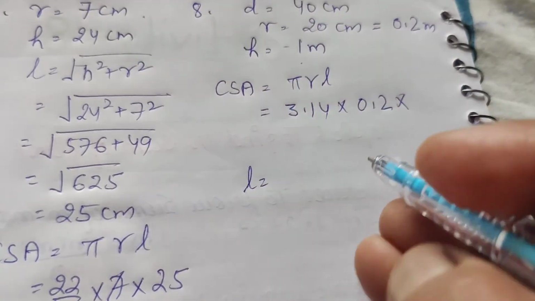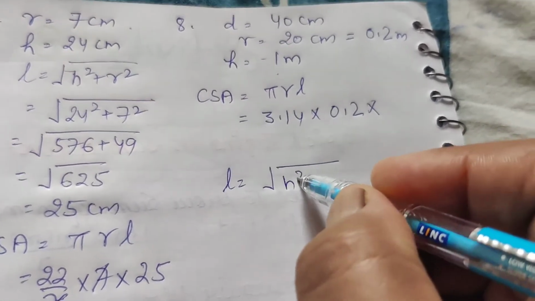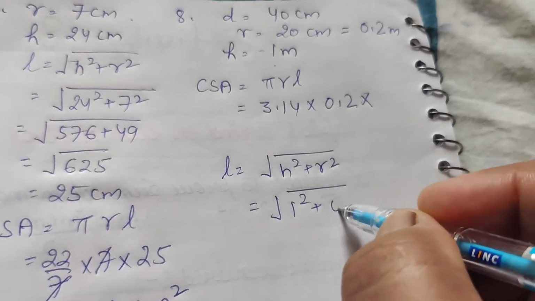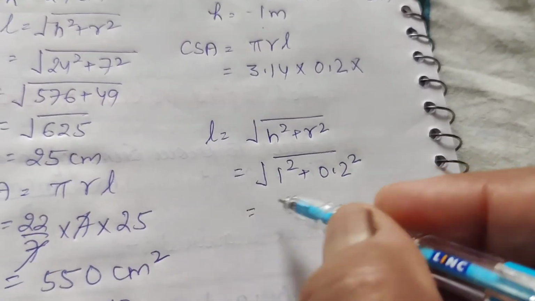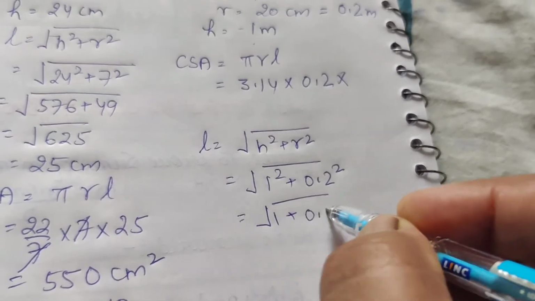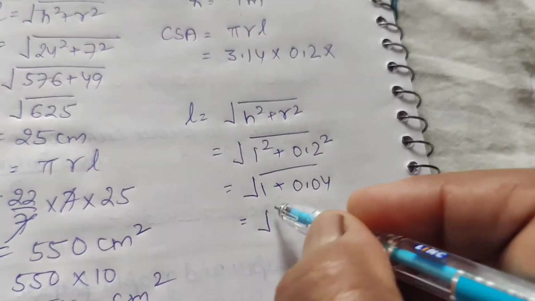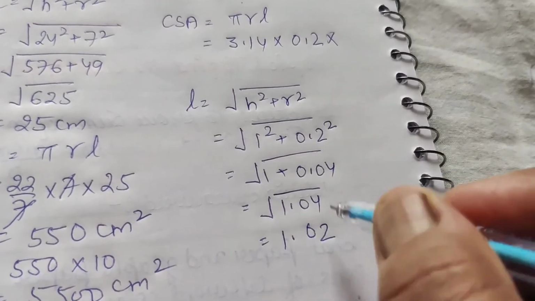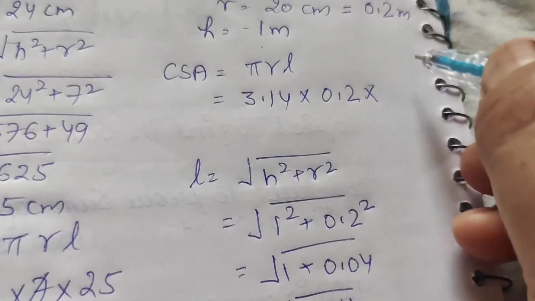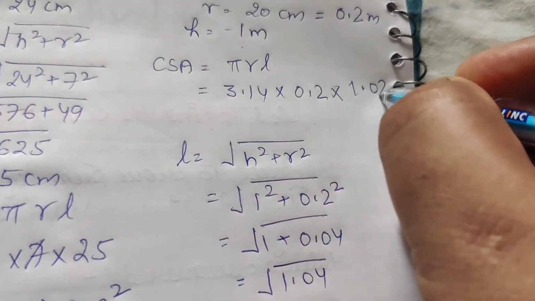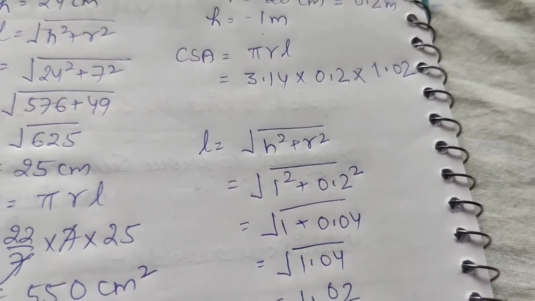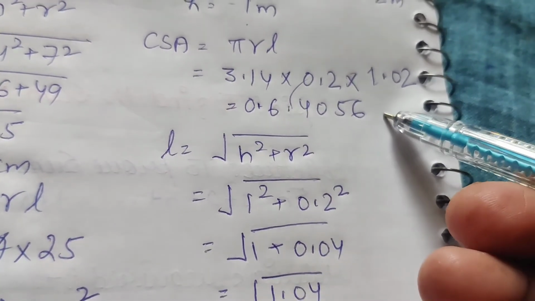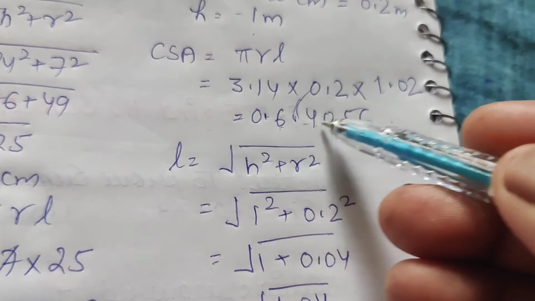L equals under root H square plus R square. H means 1 square plus 0.2 square. It means 1 plus 0.04, under root 1.04 equal to 1.02, given. Now put the value of 1.02 for L. Now multiplying this, you will get 0.64056.